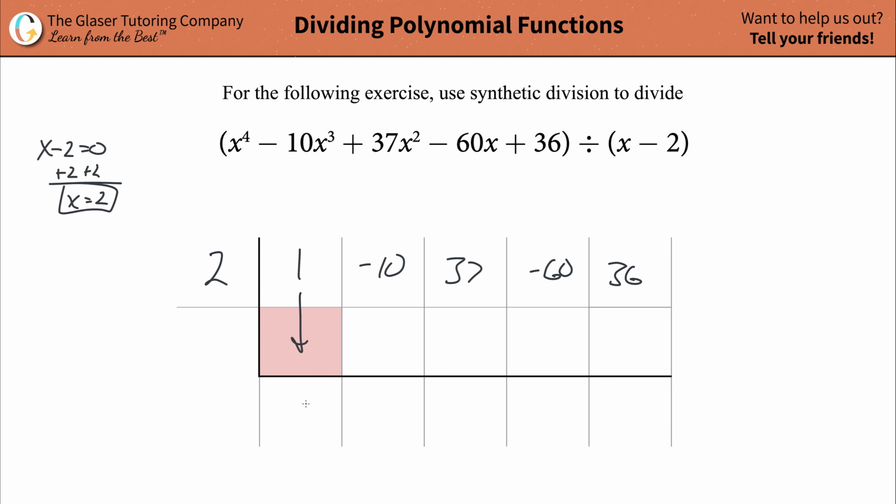Take the first coefficient and drop it all the way down. That's why we have a red box here; you're not going to put anything in it. Once you have the 1 down here, multiply it by the outside value and put its result in the adjacent cell. So 2 times 1 is 2.